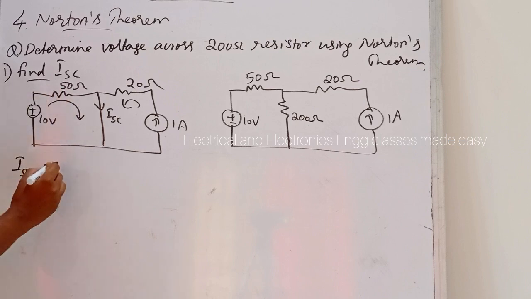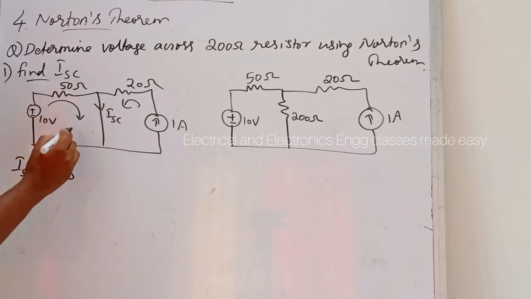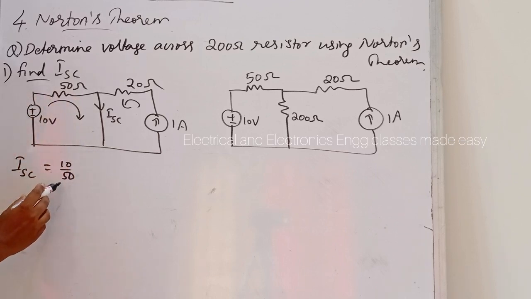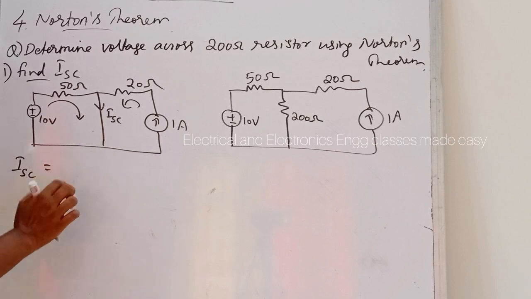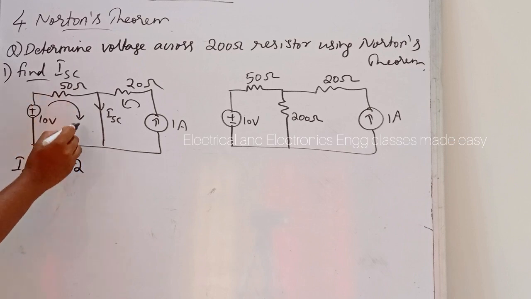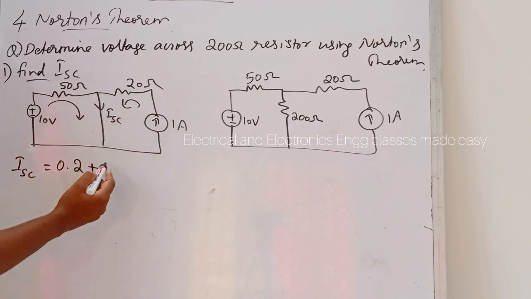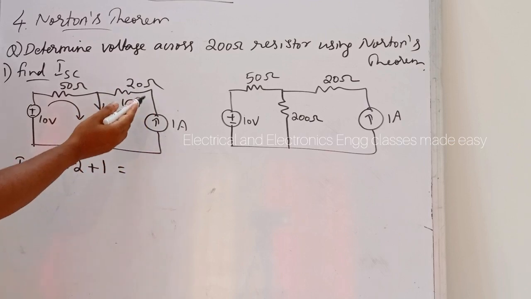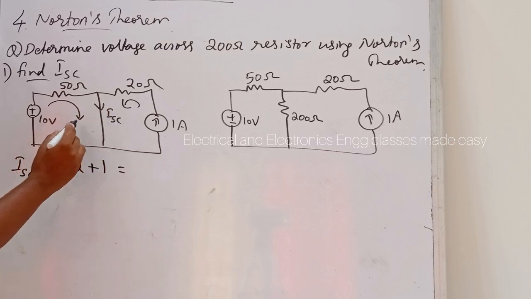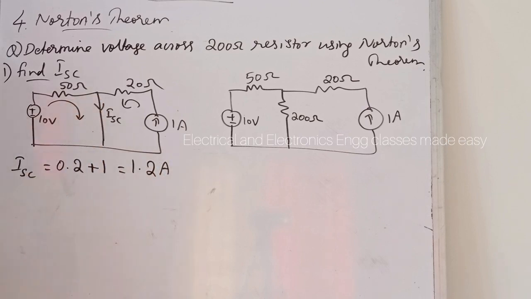50. That is 10 divided by 50 is flowing through this branch or this circuit. So that is 1 by 5 and that is 0.2. So 0.2 ampere is flowing in this direction. Then plus, what is the value of this current? It is 1. So 1 ampere is flowing in this direction. So the sum of these two currents will be equal to ISC. That is 1.2 ampere is flowing through this short circuited branch.